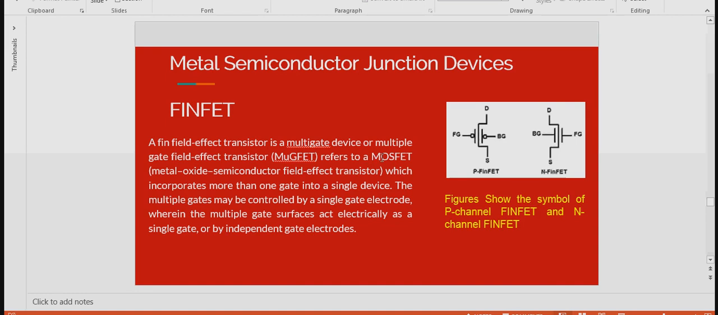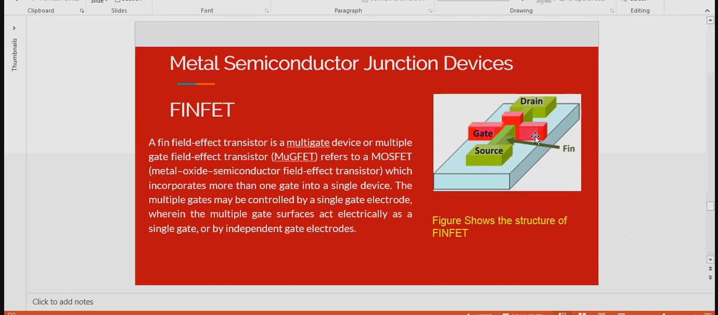An ordinary MOSFET has one gate, a dual gate MOSFET has two gates. FinFET has more than one gate, 2, 3, etc., more or less similar to a dual gate MOSFET. The multiple gates may be controlled by a single gate electrode, wherein the multiple gate surfaces act electrically as a single gate, or by independent gate electrodes.